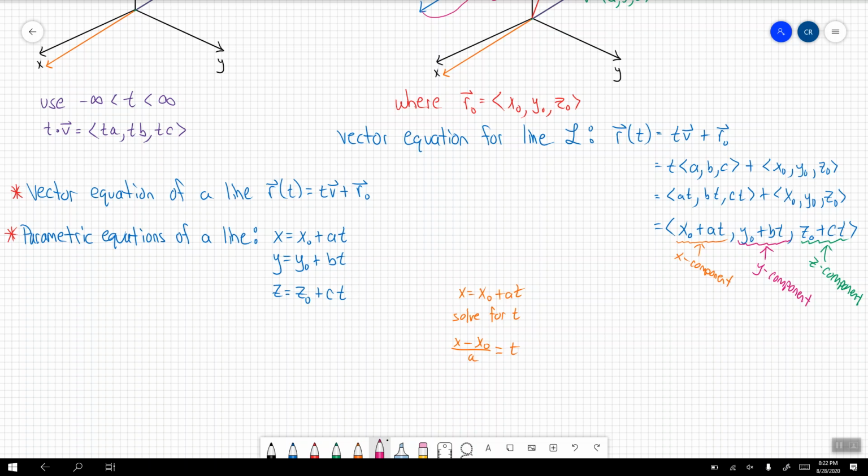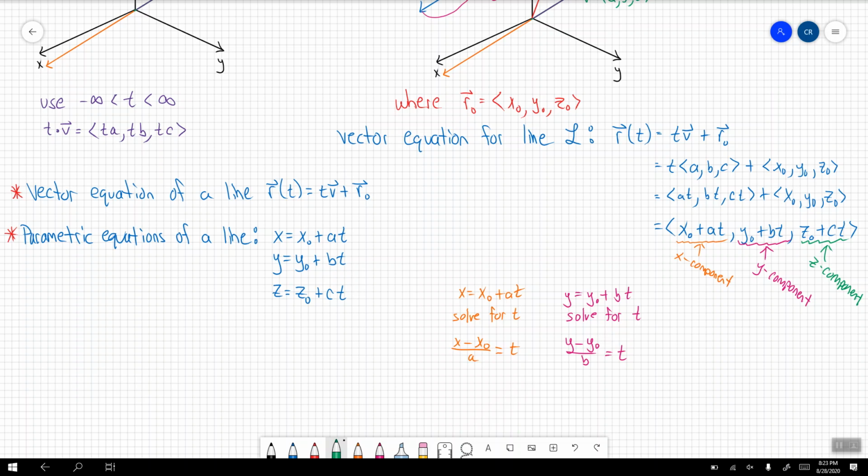Looking at the second component, I'm going to do the same thing. I'm going to start off by saying y is equal to y naught plus b times t, and I am going to take the same approach. I want to solve for t. In this case, if I solve for t, I get y minus y naught divided by b is equal to t.